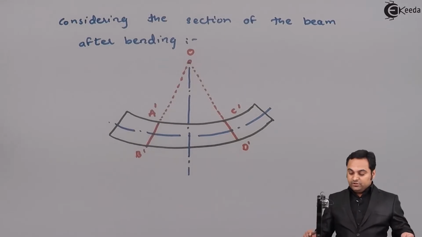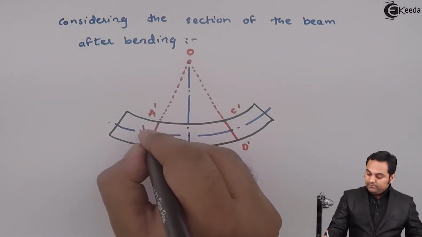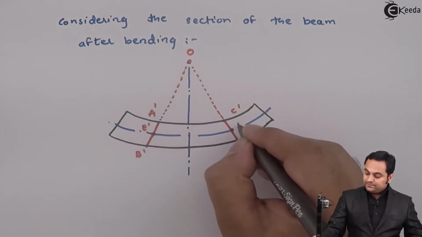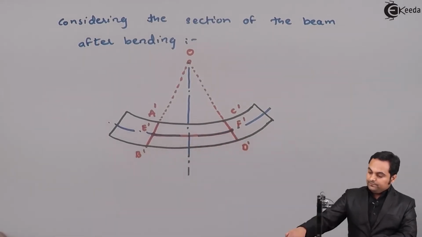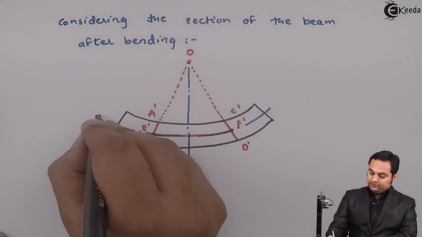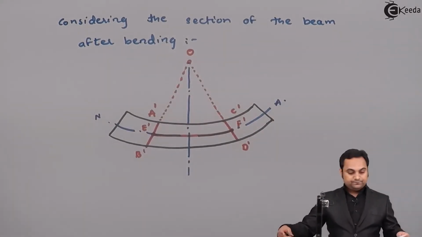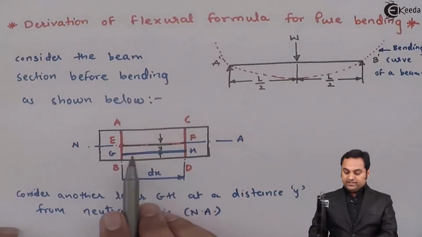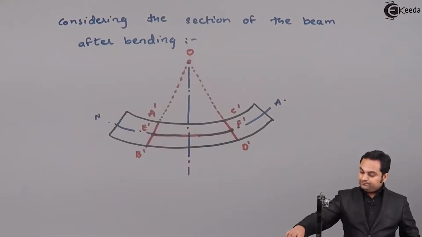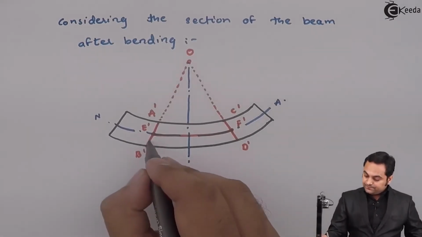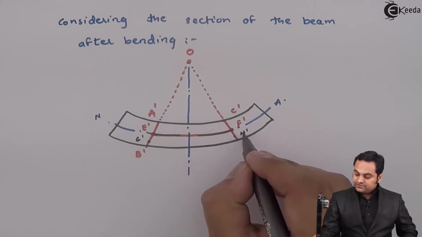Next after this we have layer EF, so that layer EF will be E dash F dash, that is the neutral layer, and here we have the neutral axis. Similarly, the layer GH will also shift, so we have G dash and H dash. This is the layer.